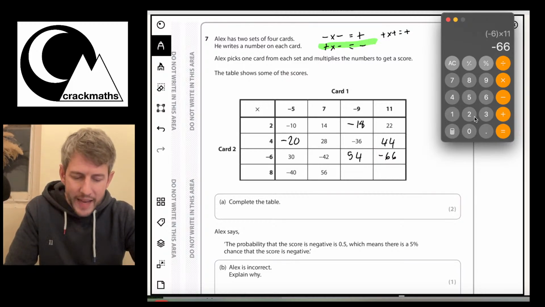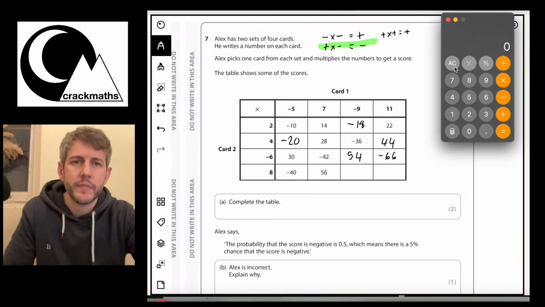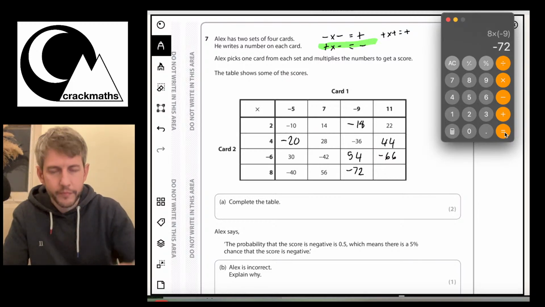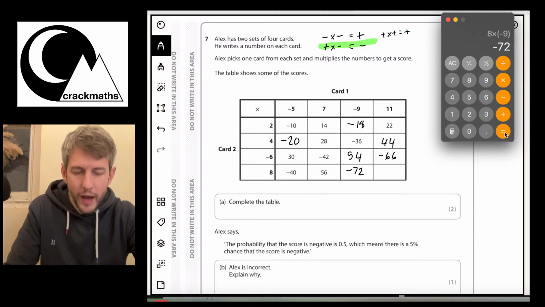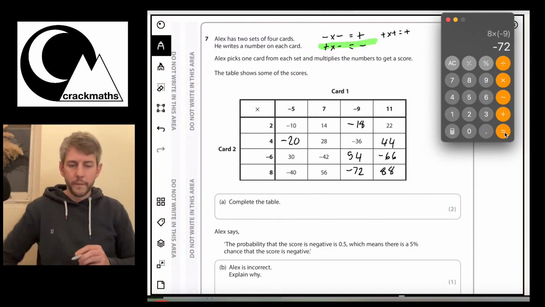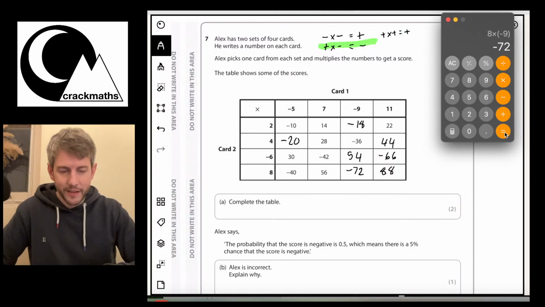Here we go, we've got 8 times negative 9. So here we go, 8 times 9, let's make that negative. So that's minus 72. And then lastly, we've got 8 times 11. Well, I know that is 88. Right, perfect. So that's that done.